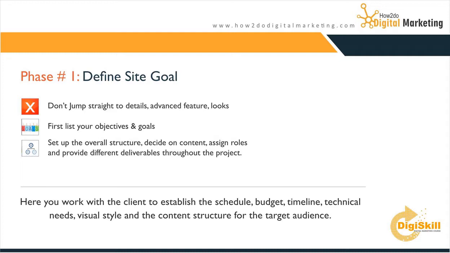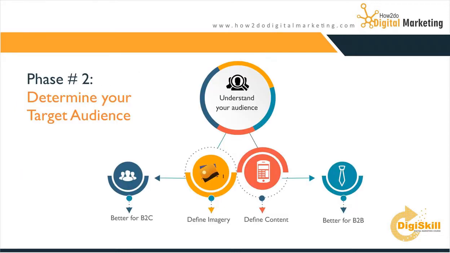The first and most important thing you need to follow is list your objective and goals. What is a website supposed to be doing? Please remember, your website is the face of your company or the face of your brand on the internet. So therefore, you need to spend a lot of time defining this goal. And this will also help you define the schedule, the budget, the timeline, the technical need, visual style, and the content structure for the target audience.